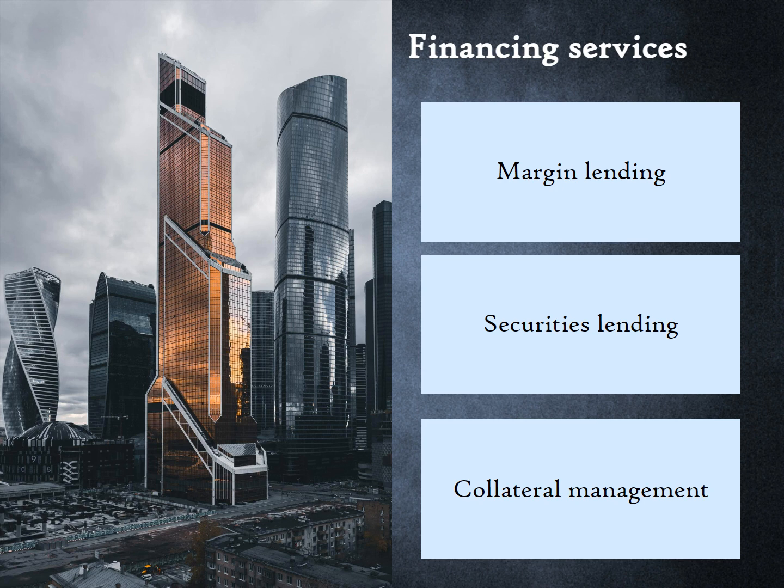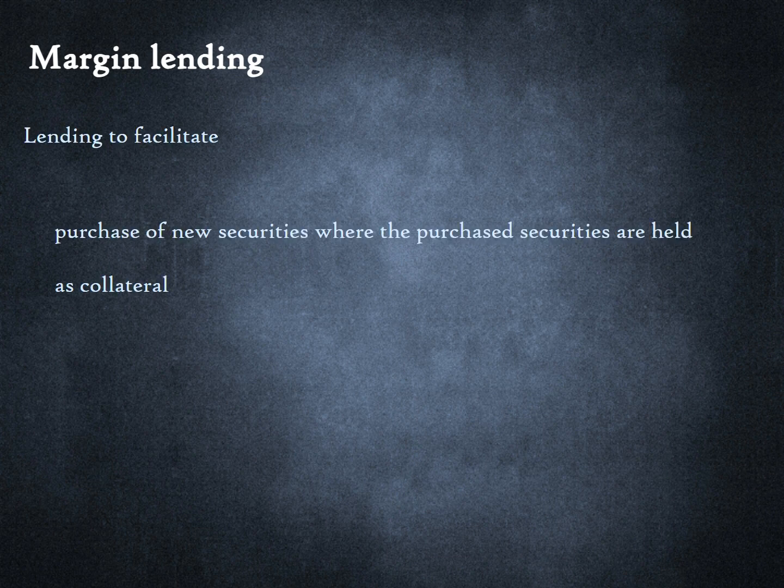Collateral management is an ancillary service tied to these financing products. We will next look at each one in turn. A margin loan is a loan made against the value of securities owned by the borrower. Margin lending is of two types. One is for purchasing new securities, where the securities purchased are held as collateral.